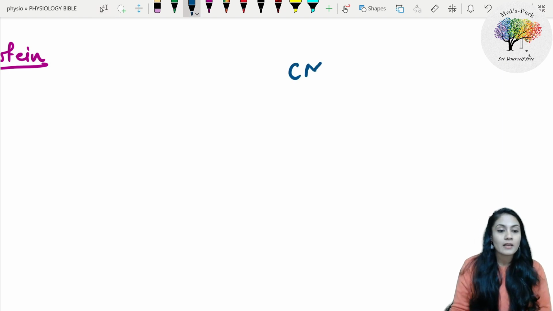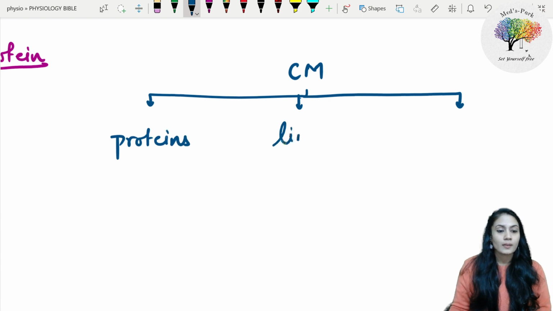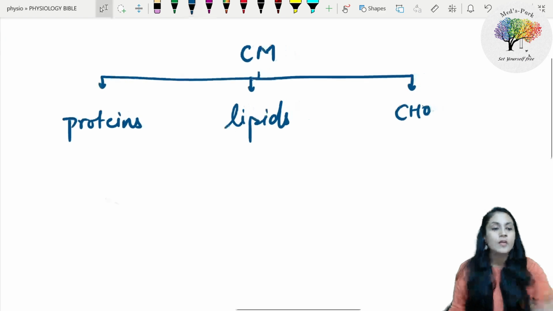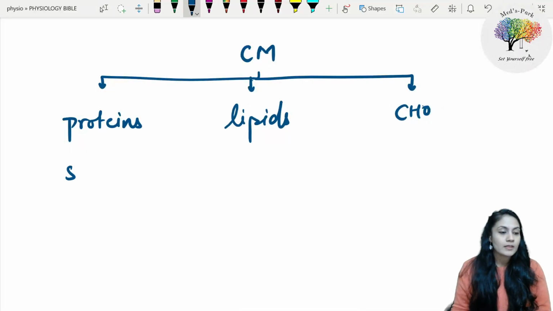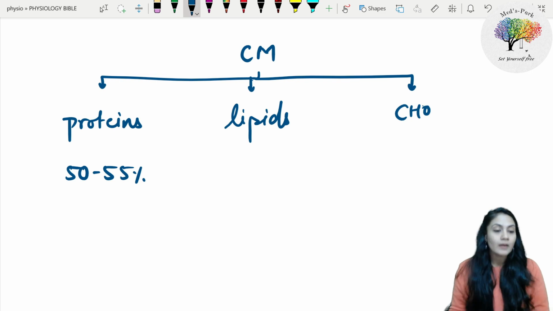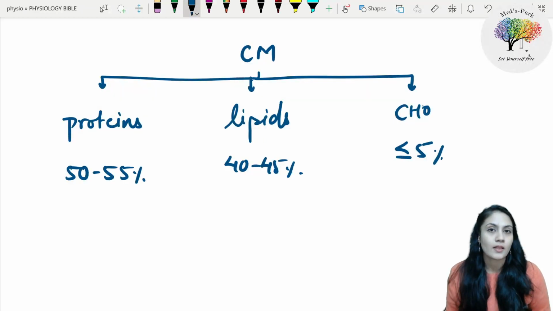So I can divide the cell membrane into three different components which it is made up of: proteins, lipids, and carbohydrate. I'm going to use the short form of carbohydrate, that is CHO. How much percentage of protein is present in most cell membranes? That is 50 to 55%. What about the lipid? Lipids are 40 to 45%, and carbohydrate is less than or equal to 5%.